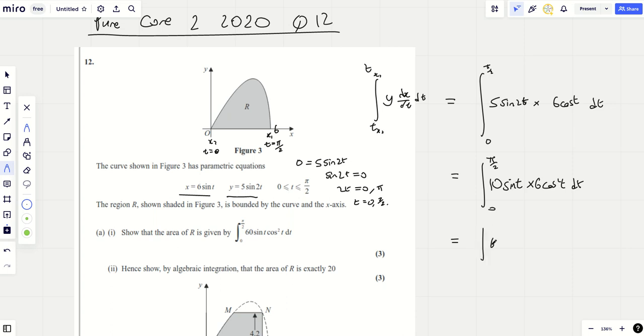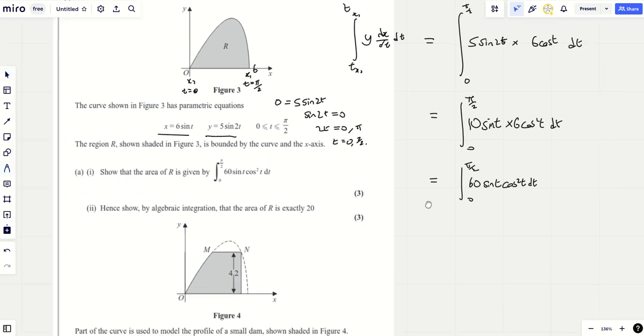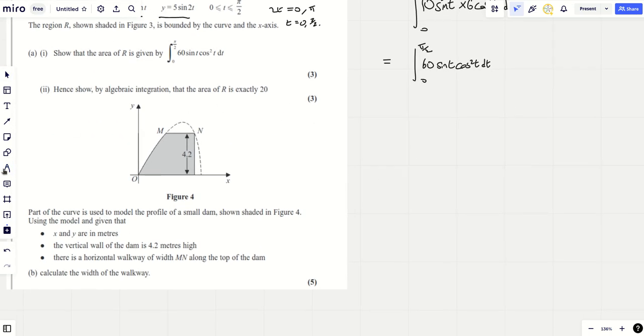So we get 60 sine t cos squared t dt between pi over 2 and 0. Okay, that gets us the 3 marks. Show by algebraic integration that the area is 20, so we're going to integrate this.